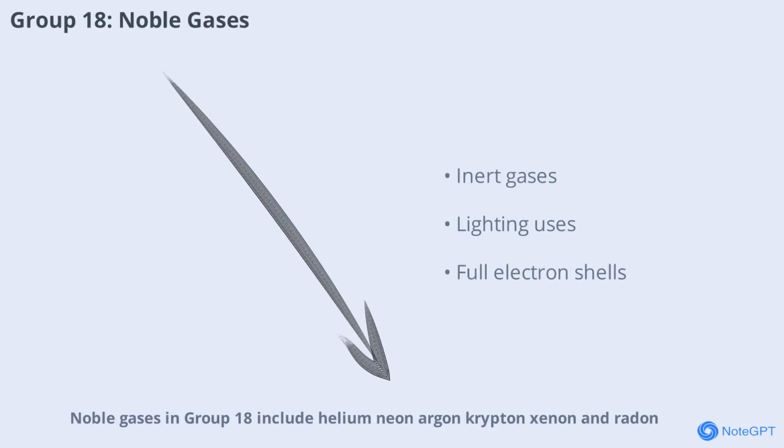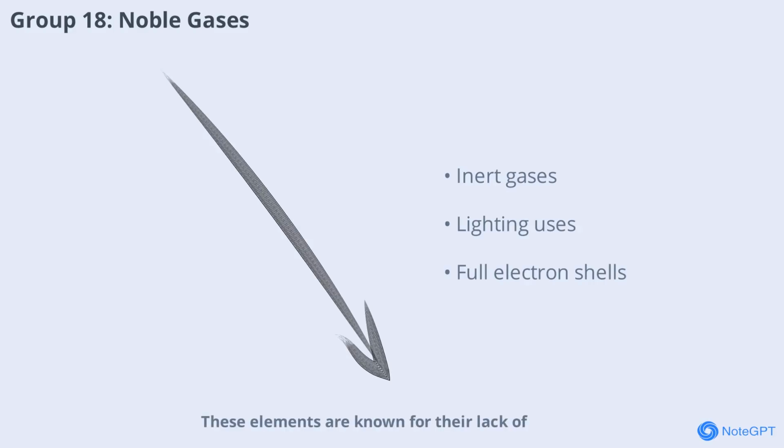Noble gases in Group 18 include helium, neon, argon, krypton, xenon, and radon. These elements are known for their lack of reactivity due to their full valence electron shells. Noble gases are used in lighting, welding, and as inert environments for chemical reactions. Their unique properties make them important in both scientific research and industry.